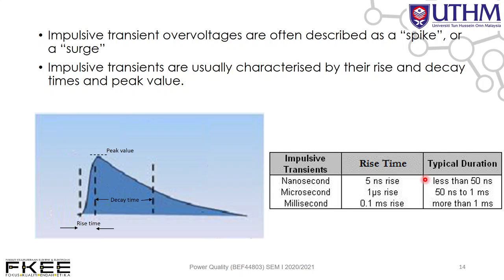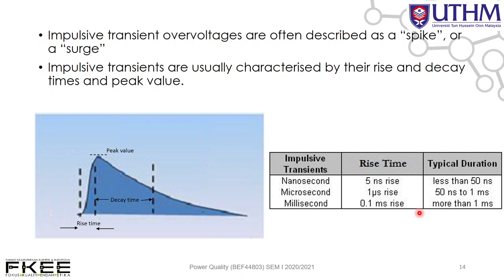This is the category of impulsive transients. We have a nanosecond rise time, let's say a 5 nanosecond rise, and the total duration is less than 50 nanosecond. This is a microsecond: rise time is 1 microsecond rise. This is the duration. And then we have a millisecond. This one is microsecond, this one is millisecond. This is the example of the impulsive transient.